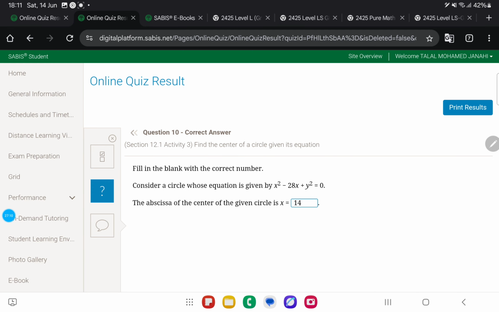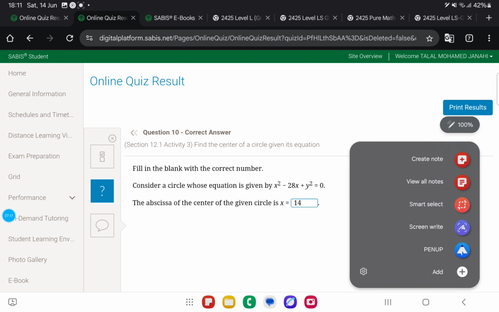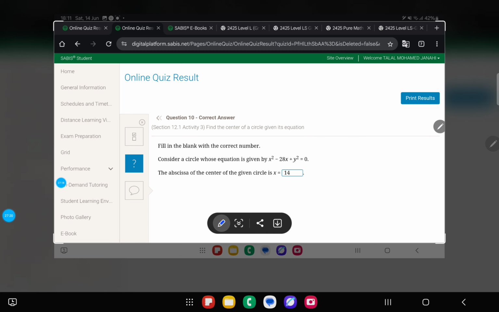Now to the last question. Consider a circle whose equation is given by x squared minus 28x plus y squared equals 0. The abscissa of the center of the given circle is what? Abscissa, you know what abscissa means?